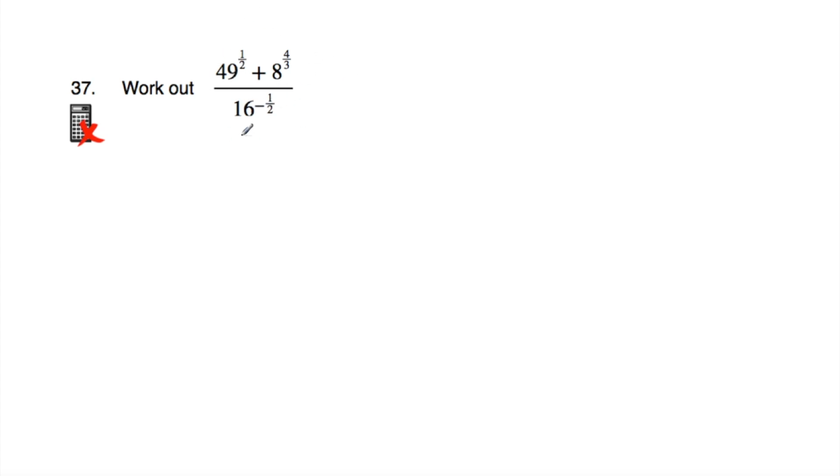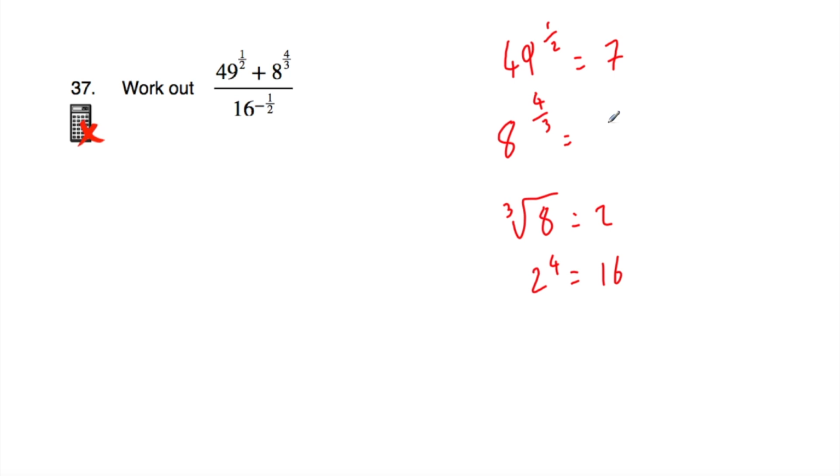So let's work out each one of these separately. So 49 to the power of a half, as we've mentioned, is 7, because to the power of a half means square root. We've then got 8 to the power of 4/3. So if we want to work something out to the power of 4/3, we're going to do the cube root and then do to the power of 4. So the cube root of 8 is equal to 2, and then we're going to do 2 to the power of 4, and that's equal to 16. So that's equal to 16.